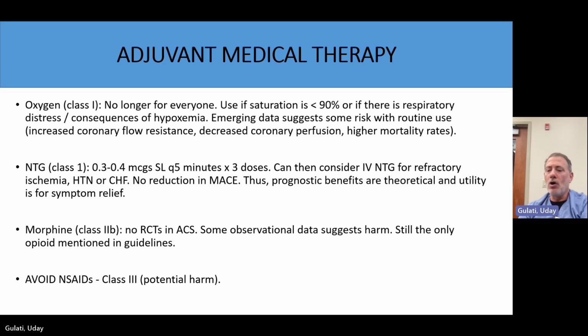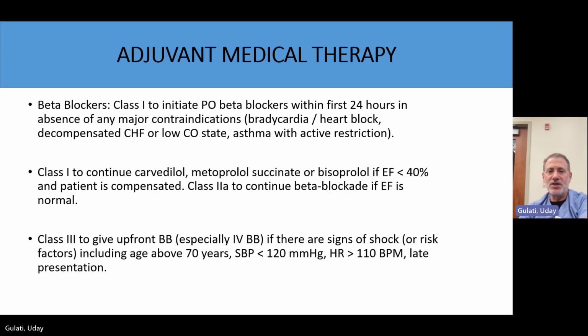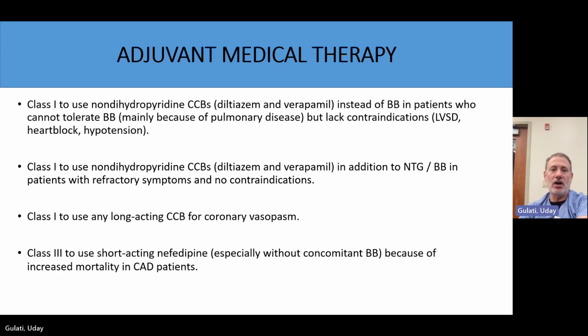So beta blockers are appropriate, right? Class 1, but you want to give oral beta blockers within the first 24 hours, and only if they don't have any of these potential contraindications. And it's class 3 or recommended to not give upfront beta blockers, especially IV, for patients who are over the age of 70, have systolic pressures less than 120, a heart rate greater than 110, or present with a late myocardial infarction, because they may be the patients who are more likely to have impending shock. All right.